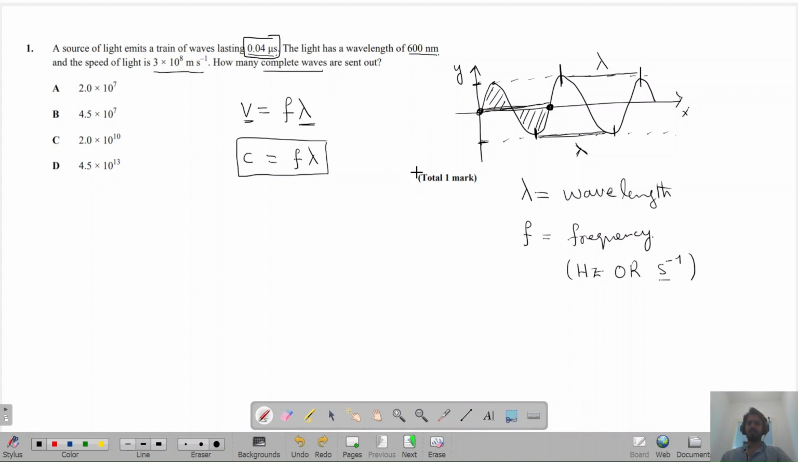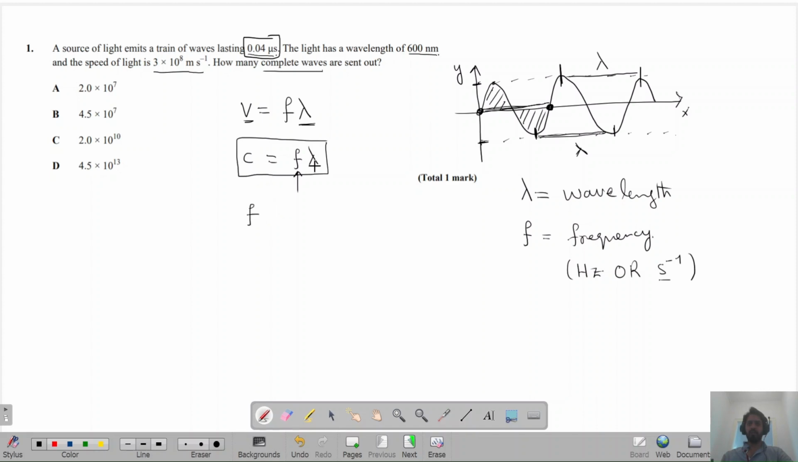Okay, so after understanding these 3 basic definitions, let's solve the question. The question wants us to find how many complete waves are sent out, right? In this equation, frequency is something related to the number of waves, right? But frequency is the number of waves in 1 second, right? Not in 0.04 microseconds. So we can figure it out if we can find frequency.